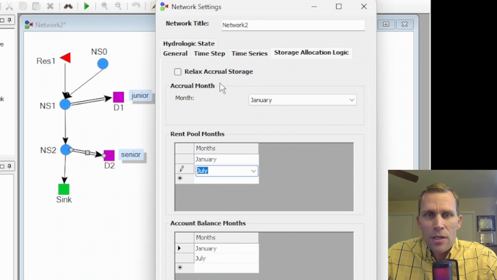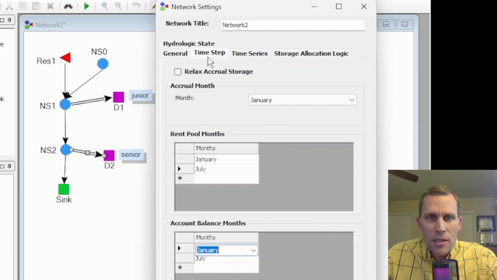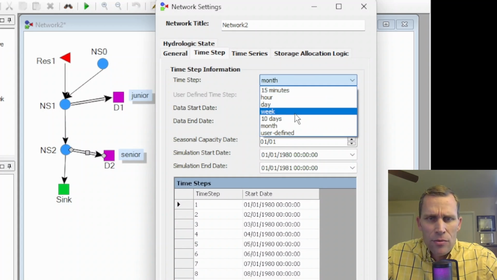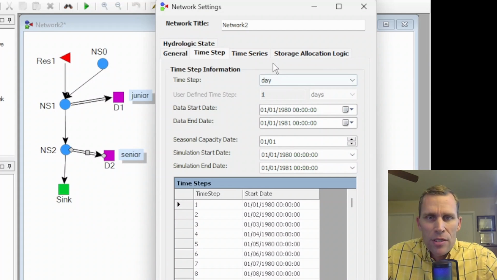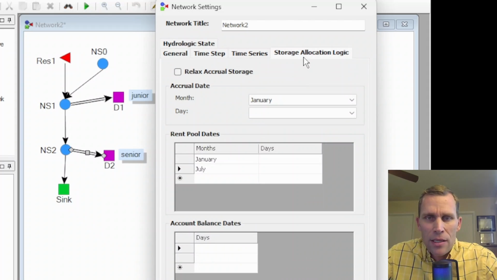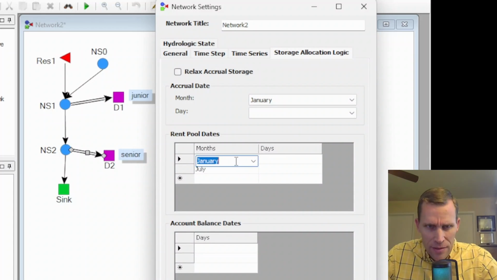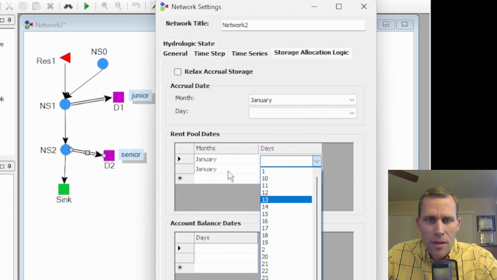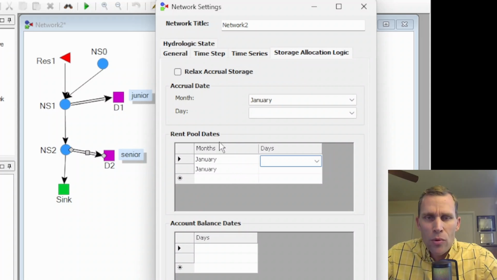If you happen to not be using a 1 month time step, so here's the time step tab. I currently have it set to month, 1 month. But if it's a smaller time period, I could set it to day, for instance. In which case, if I go back to my storage allocation logic tab, then the rent pool dates have a column for month, and then also a column for the day of the month. So you can specify multiple days for each month for the duration of your simulation. Okay, so just letting you know you have that flexibility there.